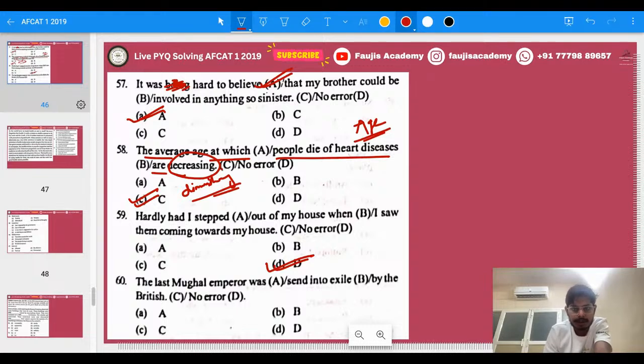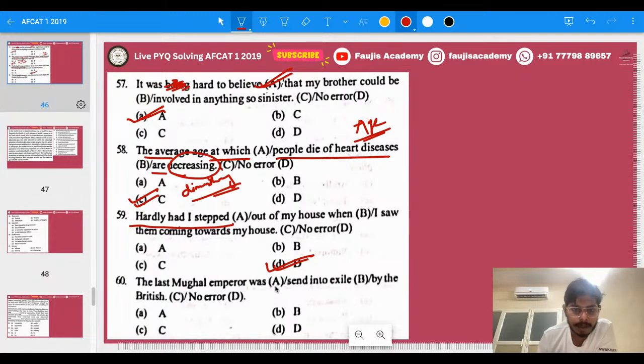Question number 16. Why not A? Hardly had I stepped out, that's a correct usage. Hardly had I gone out of my home when it started raining. Because this is the correct usage over here. Hardly had I stepped out, we have such a usage over here. The entire sentence is grammatically correct.